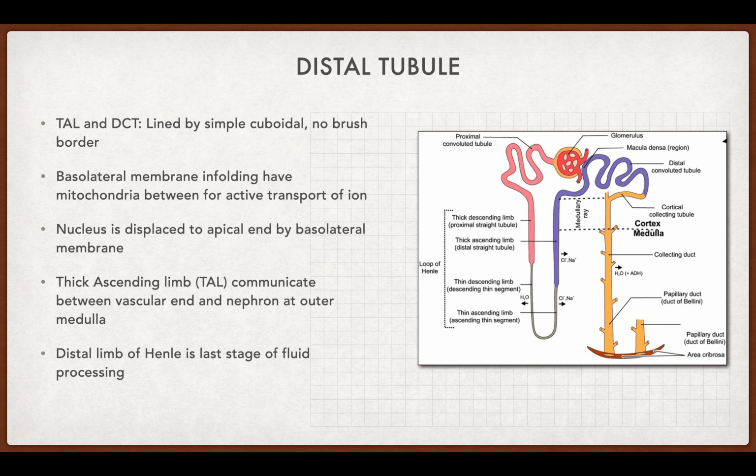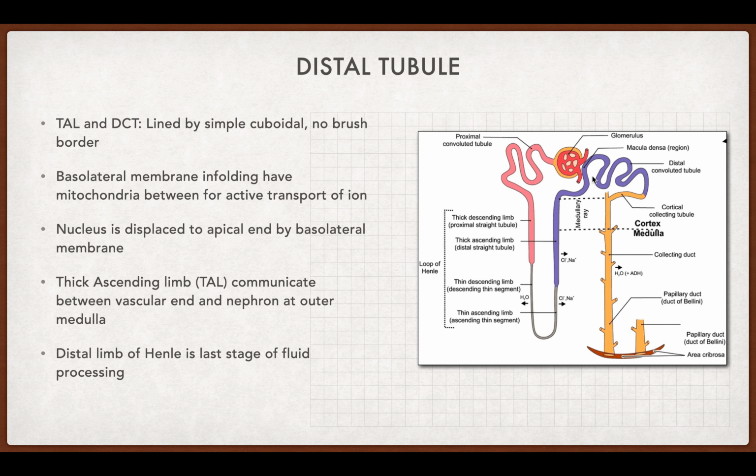So the distal tubule, along with the thick ascending limb, is going to be lined by simple cuboidal cells with no brush border. The basolateral membrane enfolding has the mitochondria in between them to actively transport sodium or potassium in and out. The nucleus is going to be more towards the tip, and then the thick ascending limb will communicate with the vascular end of the nephron at the outer medulla.